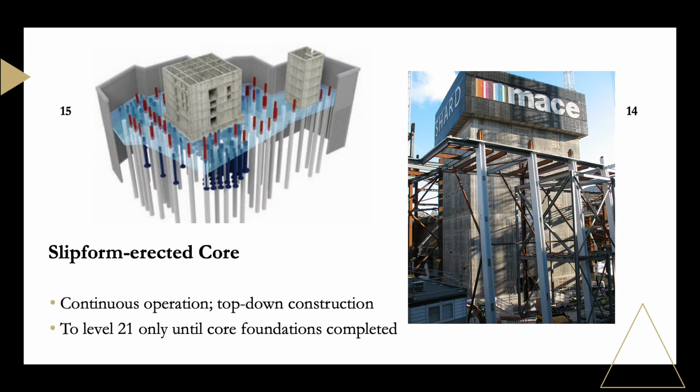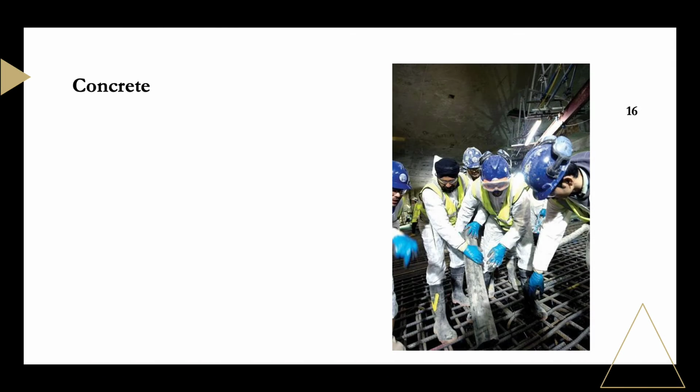Initially, the core could only be built to level 21 because of a load limit on the piles. Concrete walls were then cast to fill in the plunge columns beneath the core, transferring loads to the raft, enabling the core superstructure to keep climbing to level 73.